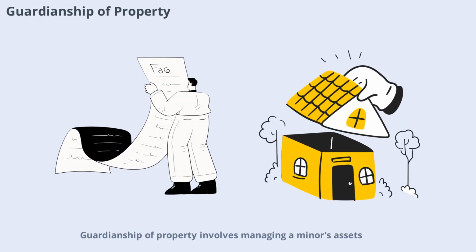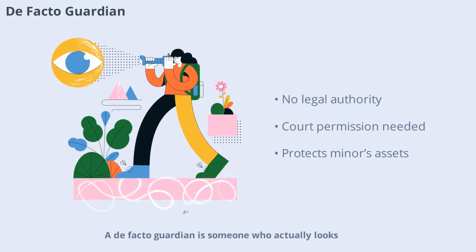Guardianship of property involves managing a minor's assets. The father is the natural guardian, and after his death, the right passes to an executor appointed by him. If no legal guardian exists, the court may appoint one, always prioritizing the minor's welfare and the proposed guardian's capacity in good faith. A de facto guardian is someone who actually looks after the minor or their property without legal authority. However, they cannot sell or transfer immovable property unless permitted by the court. This rule protects minors from unauthorized or harmful transactions, as confirmed in the case Imam Bandi v. Mutsadi.